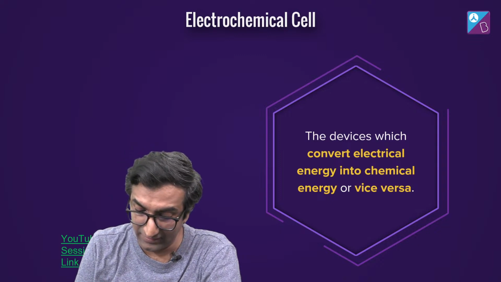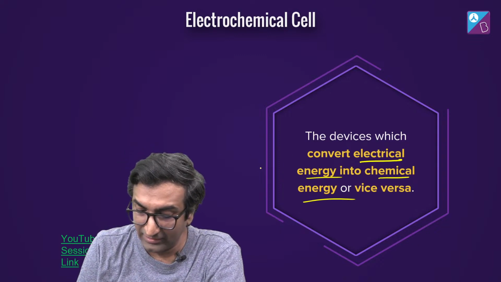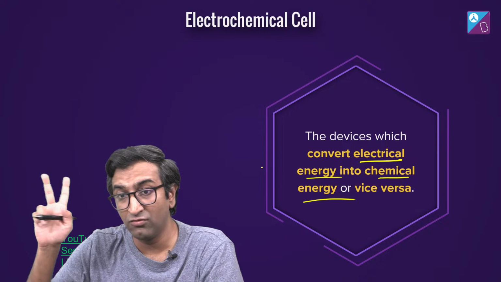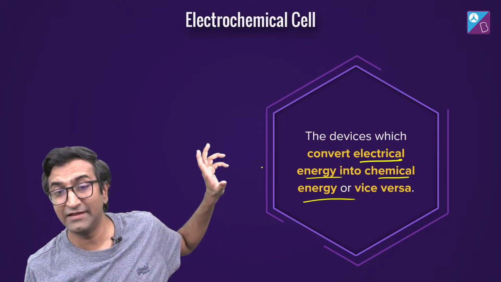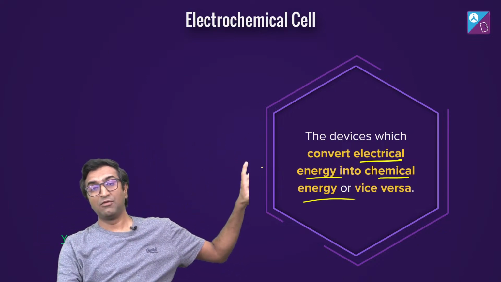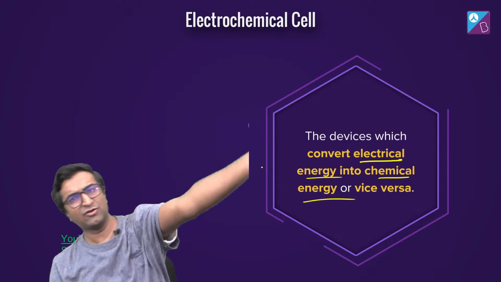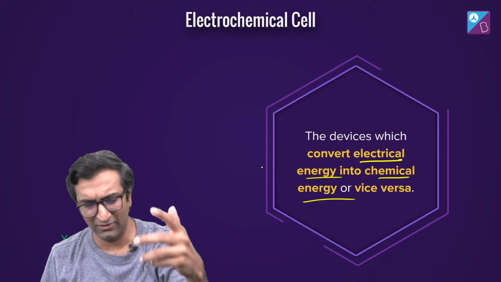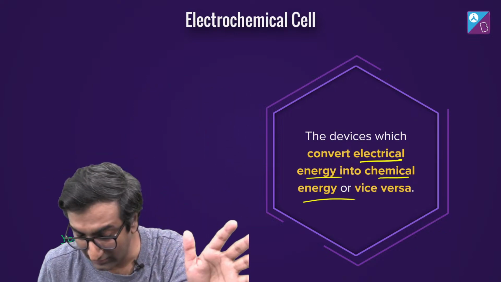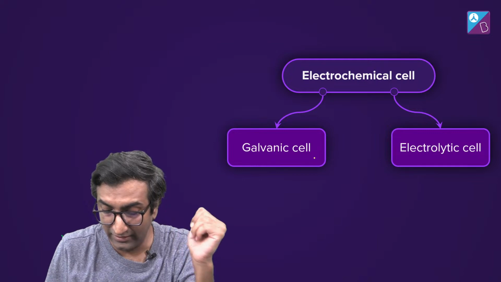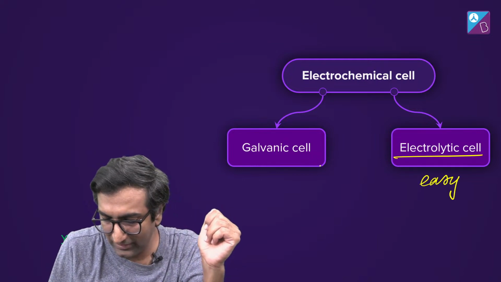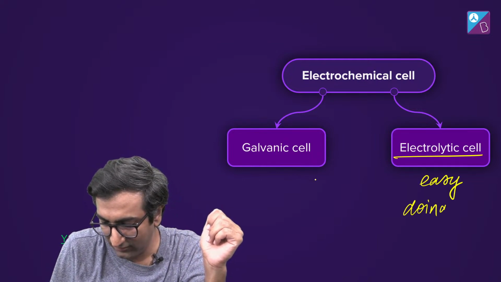What is an electrochemical cell? Either electrical energy into chemical energy or vice versa. I keep saying it repeatedly, it's both of these things. There have been questions asked on this idea, and students mess this up because they think electrochemical cell means electrolysis. But even a galvanic cell is the same thing. What is a galvanic cell? What is electrochemical? What is an electrolytic cell? We'll look at it. This is easy because you have been doing this for a long time.